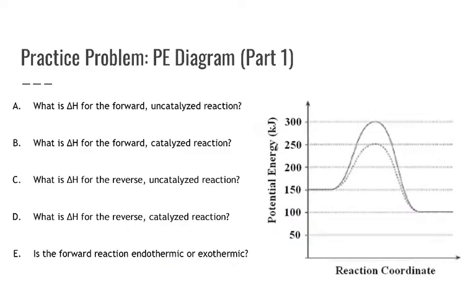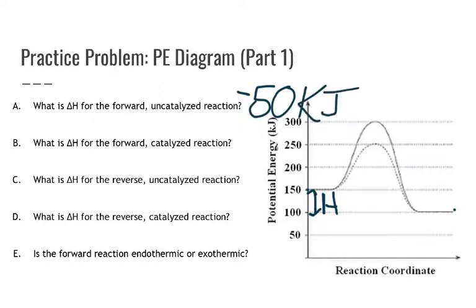So now we're going to put some numbers on it to do a practice problem. Problem A says, what's the delta H for the forward uncatalyzed reaction? So again, delta H is looking at the difference between the product and reactant. So this value right here, we'll just put an H so you can see. Because we're starting here at 150 and we're going down to 100. So in that case, 100 minus 150 would be negative 50 kilojoules.